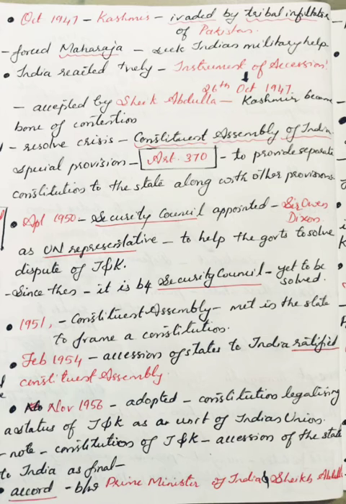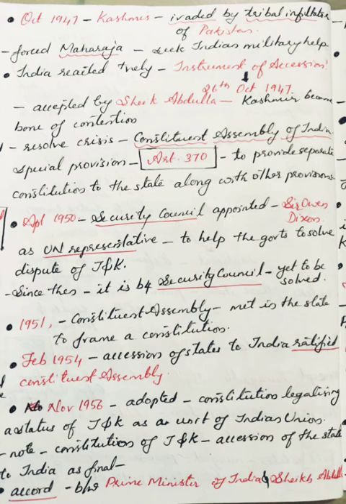So this Maharaja Hari Singh sought help from the Indian military, and the Maharaja signed the Instrument of Accession to join India on 26 October 1947. This was accepted by Sheikh Abdullah. Actually, Sheikh Abdullah led a popular movement through the National Conference to remove King Hari Singh. So the Maharaja sought help from the Indian military against the tribal infiltration of Pakistan, and also accepted and signed the Instrument of Accession to join India on 26 October 1947.